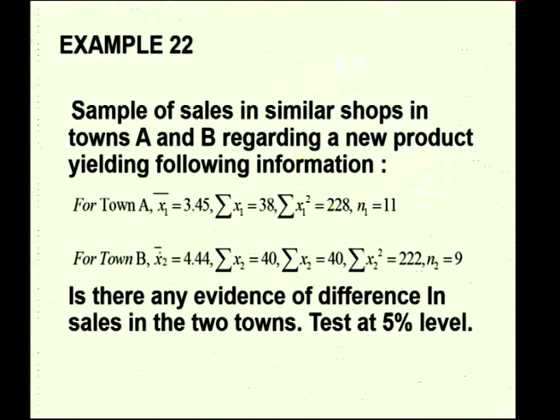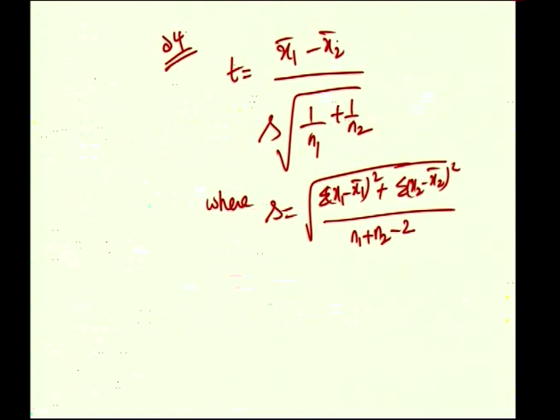In this question, even though x1 bar and x2 bar are given, summation x1 minus x1 bar whole square is not given, therefore that we have to find out. Only x1 bar and x2 bar are given, whereas the different values are given. We have to compute this using the values given in the question.